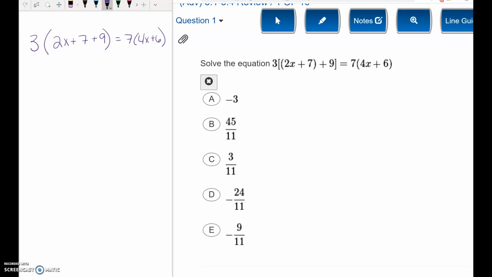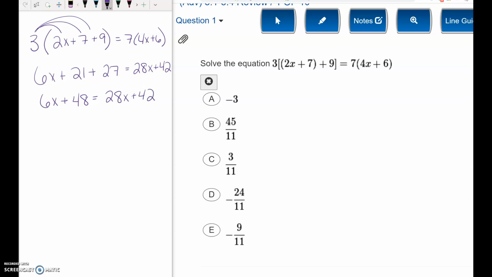On this first question, the inside set of parentheses really don't matter. So we need to distribute the 3 to all 3 of these things. So we have 6x plus 21 plus 27 equals 28x plus 42. Then we can combine like terms. So this is 6x plus 48 equals 28x plus 42.